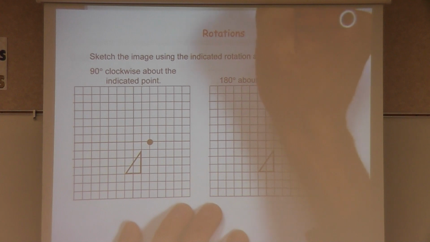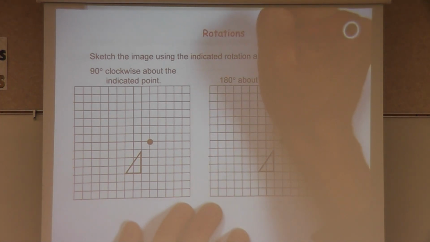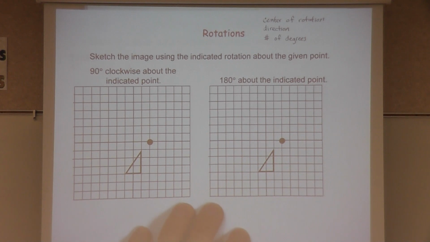You need to know the direction of rotation, whether it's clockwise or counterclockwise. And you need to know the number of degrees. That is how large a rotation you're doing.